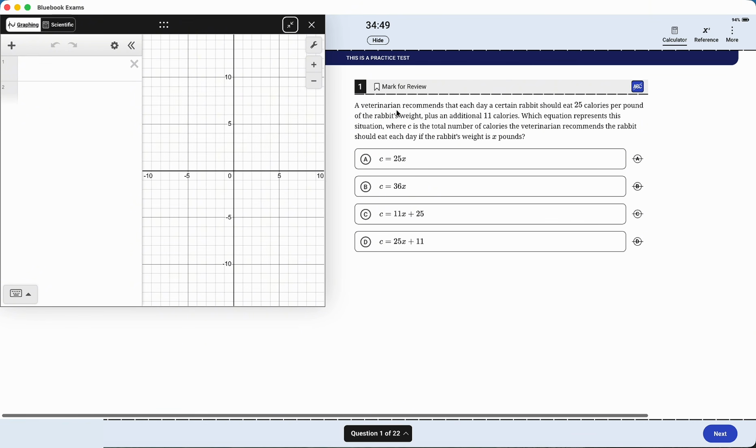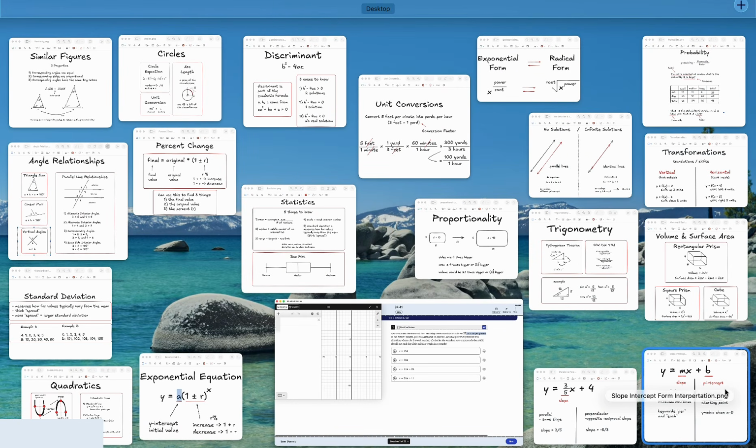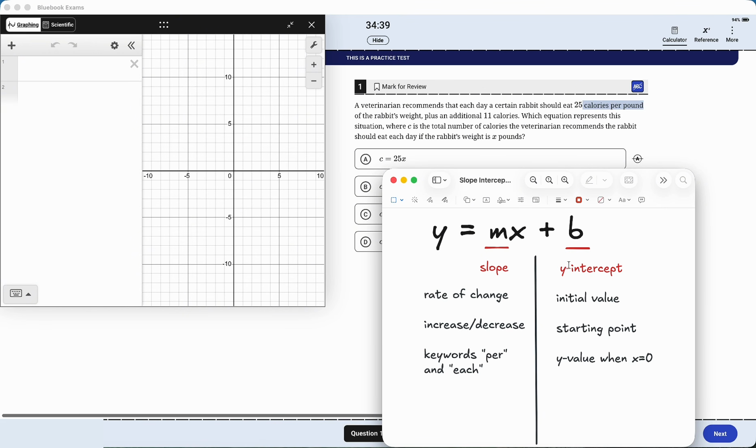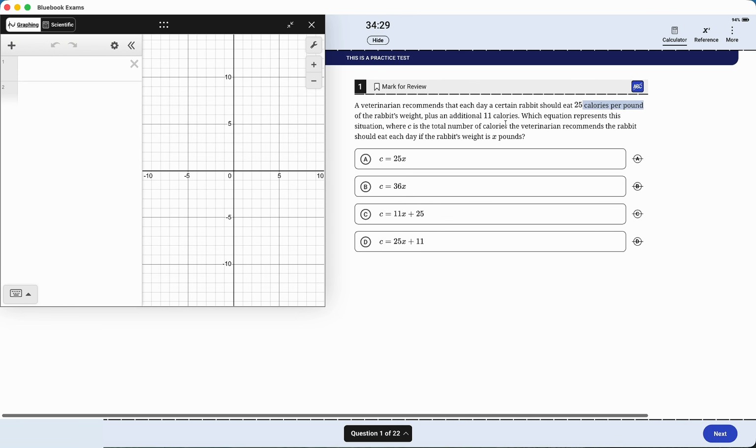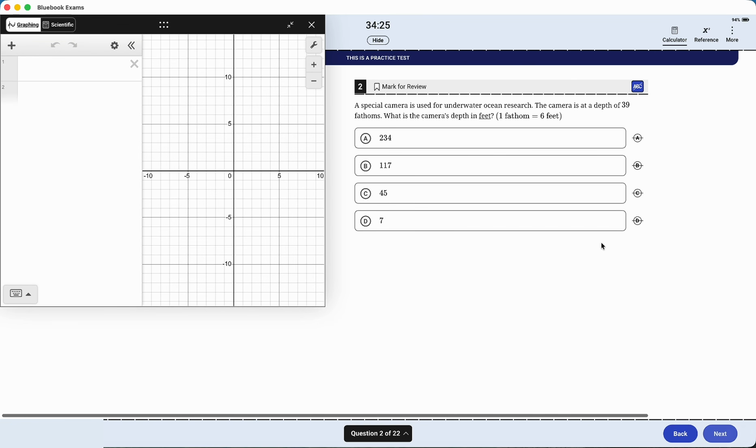When we read this, it says a veterinarian recommends that each day a certain rabbit should eat 25 calories per pound, right? So here's our first key phrase. What you want to remember, when it's in slope-intercept form, two keywords for slope are "per" and "each." So when I see 25 calories per pound, I know that's describing the slope, and then it says plus an additional 11 calories. So that's going to be D, 25x plus 11.